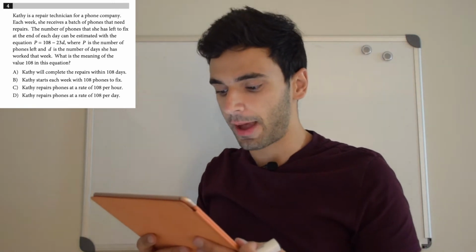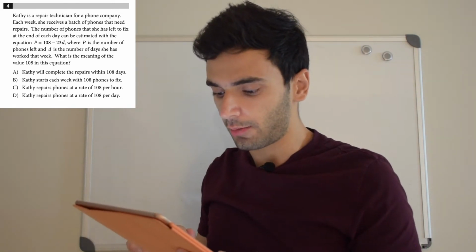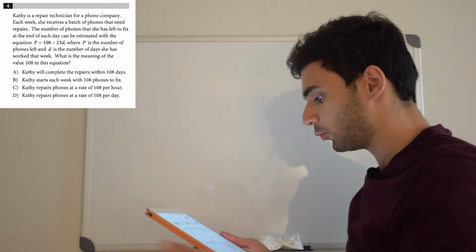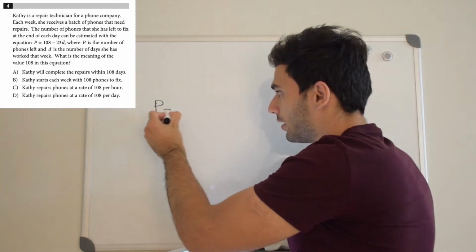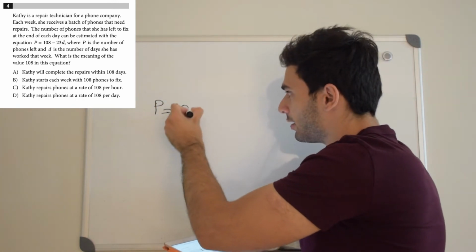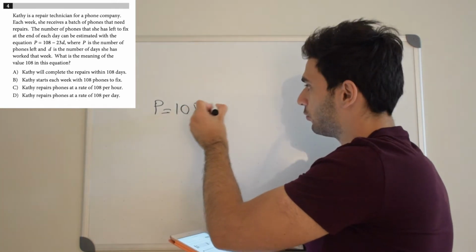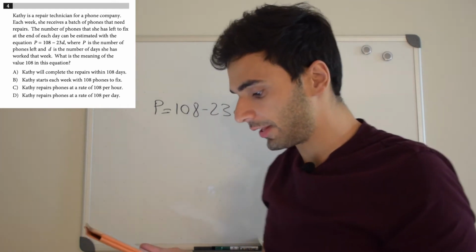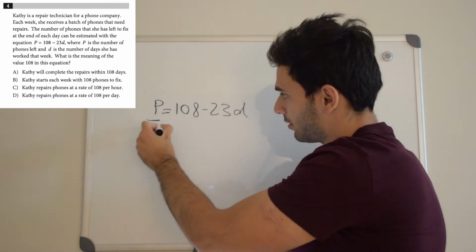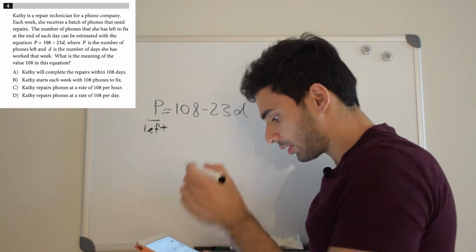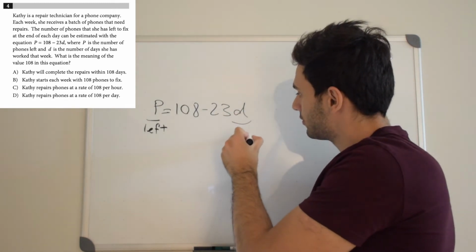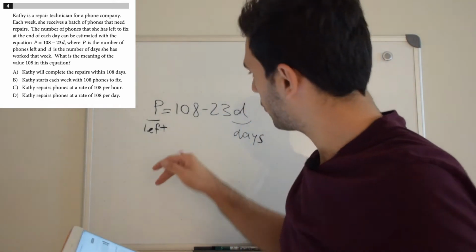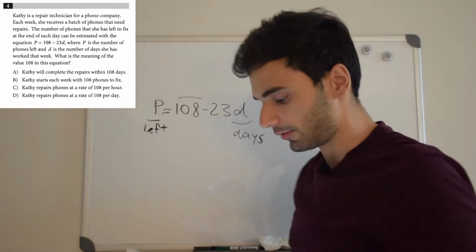The next question says Kathy is a repair technician for a phone company. Each week she receives a batch of phones that need repairs. The number of phones that she has left to fix at the end of each day can be estimated with the equation P equals 108 minus 23D, where P is the number of phones left and D is the number of days. The question is asking, what does this value 108 represent?